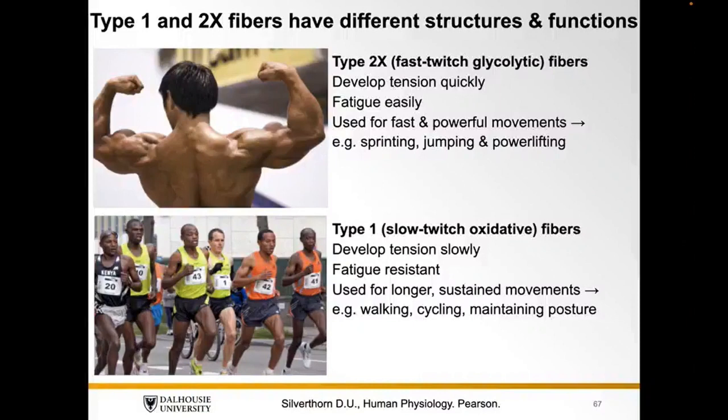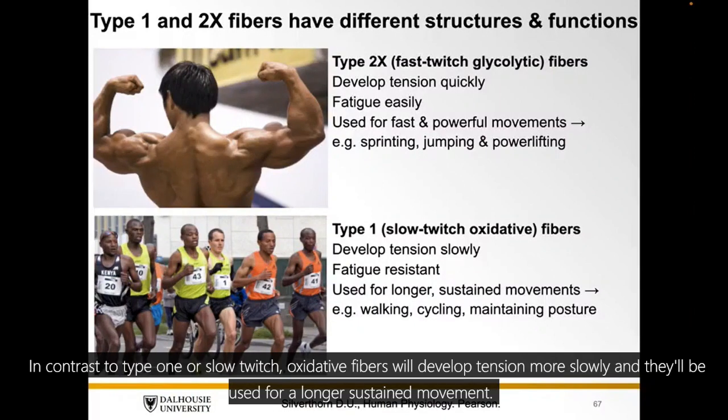In contrast, your type 1 or slow twitch oxidative fibers will develop tension more slowly, and they'll be used for longer sustained movement.